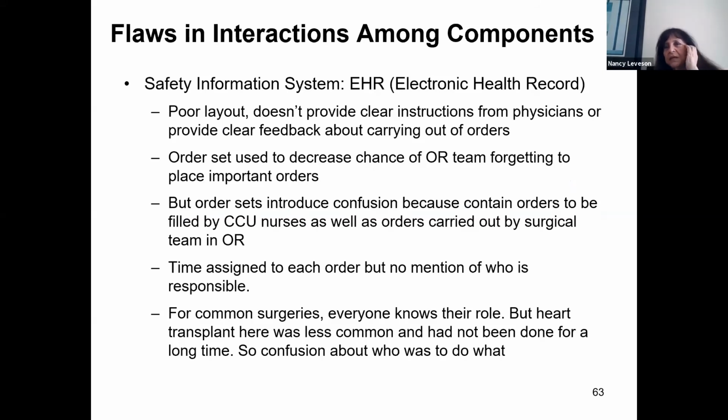And here are some of the things, and in my book, Engineering a Safer World, I talk about various types of things that go under this category. In this case, the safety information system, I said yesterday that the safety information system is critical. In this case, it's the EHR, the electronic health record. It had a poor layout, and didn't provide clear instructions from physicians or provide clear feedback about the carrying out of the orders. The order set, the design of the order set and the use of an order set.